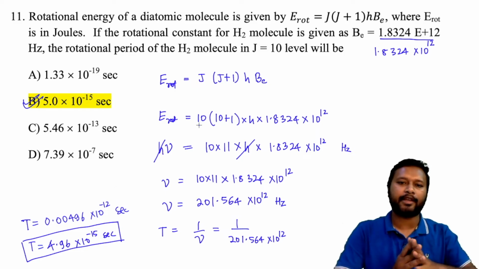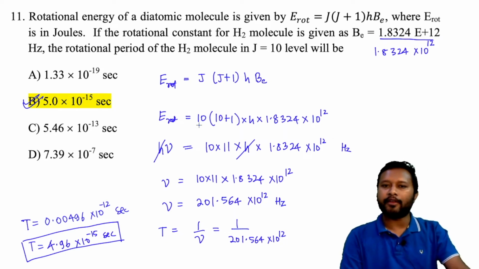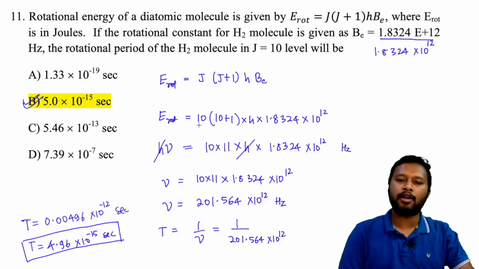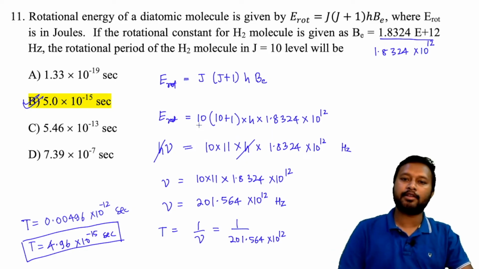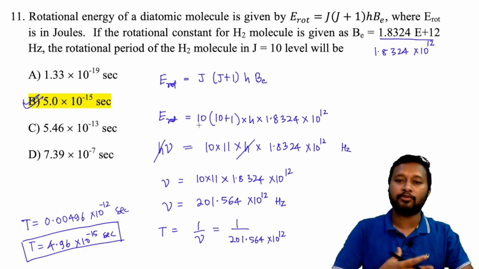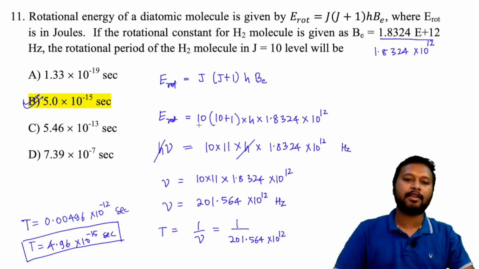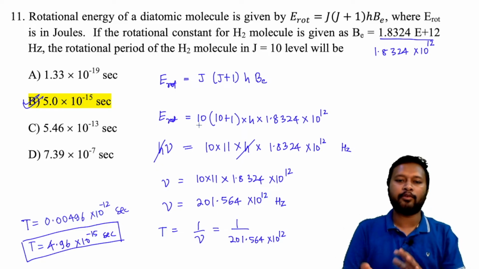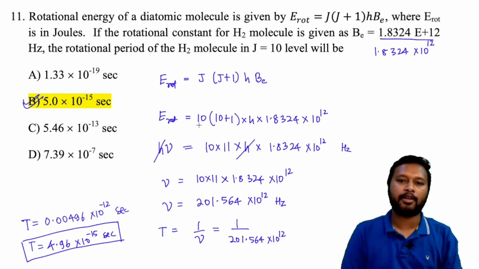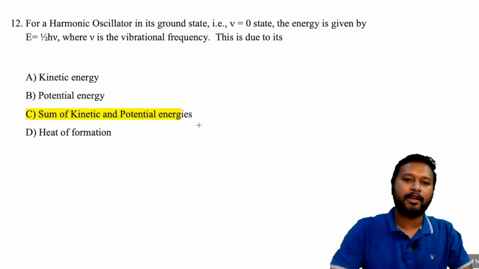See, this question was not a difficult one. The question was pretty simple, but what you have to look at is that they are not asking the energy, they are not asking the value of B, they are not asking the value of moment of inertia, which is usually asked in the exams. They are asking the rotational period. So you have to find the frequency and then convert that frequency into time period. So this was the way to approach this question. Okay, let's take the next one.